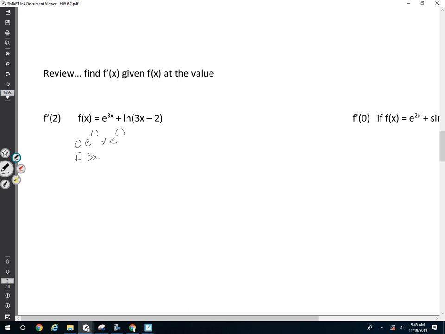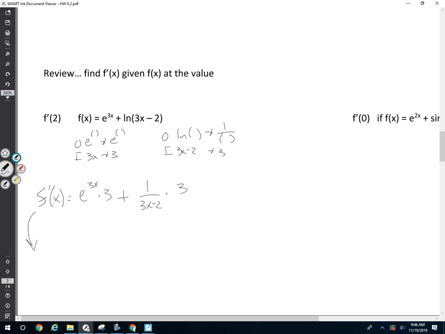I got e to the power times 3x's derivative, which is 3. And then here for the log, outside 3x minus 2, inside the derivative of log is 1 over, derivative of 3x minus 2, 3. So this is confirming why we need this reciprocal. If I took the antiderivative of this, I'll do that as well. I wouldn't take the antiderivative of this. I'd take the antiderivative of that.